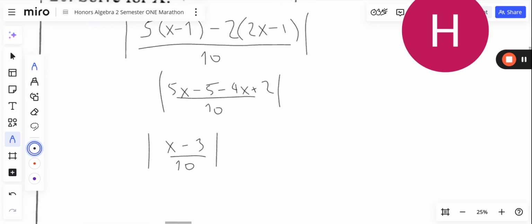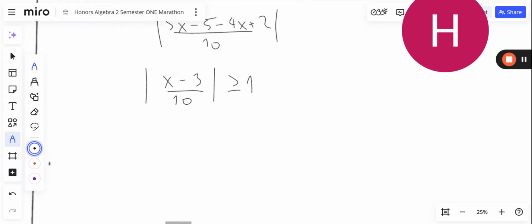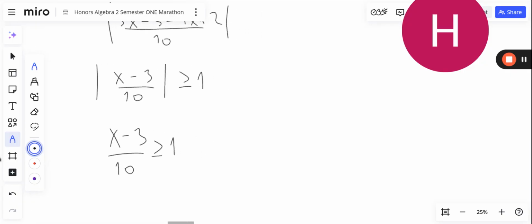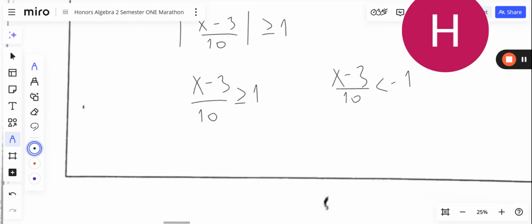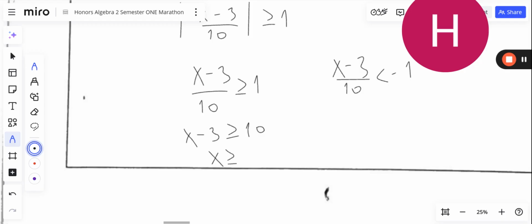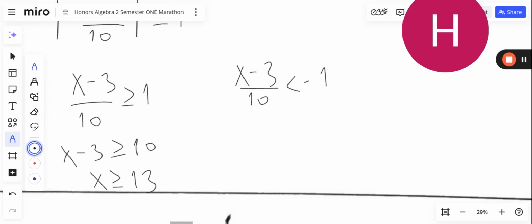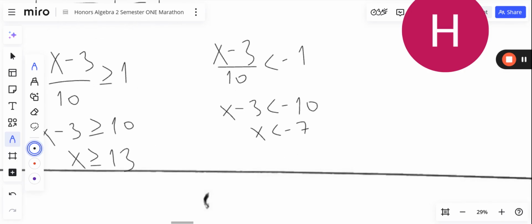And we want this again to be greater than or equal to 1. So that means either the stuff inside literally is greater than or equal to 1, or if it got flipped negative, that means that its value was actually less than negative 1. And so we can do a little bit of algebra work just to figure out when this is true. So if x minus 3 is greater than or equal to 10, then x has to be greater than or equal to 13. Whereas on the other hand, if x minus 3 over 10 is less than negative 1, that would mean x minus 3 is less than negative 10. And so x is less than negative 7.